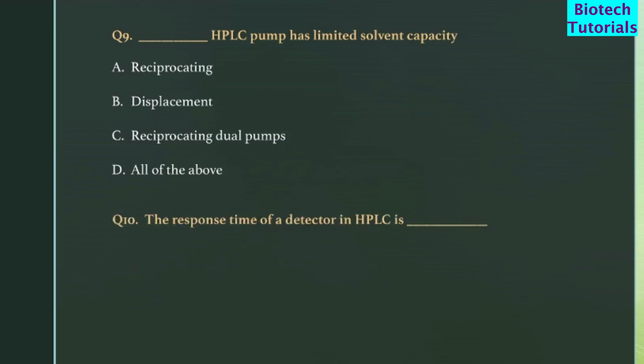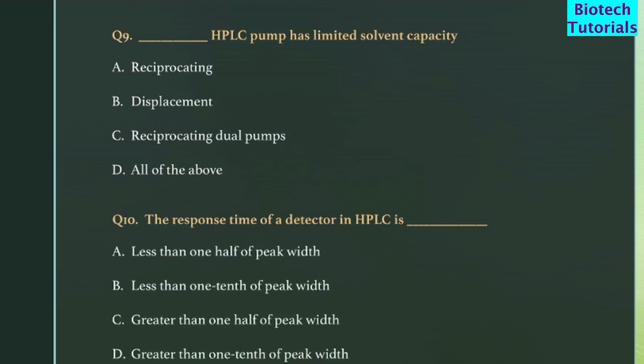The response time of a detector in HPLC is less than one half of peak width, less than 1/10 of peak width, greater than one half of peak width, or greater than 1/10 of peak width.